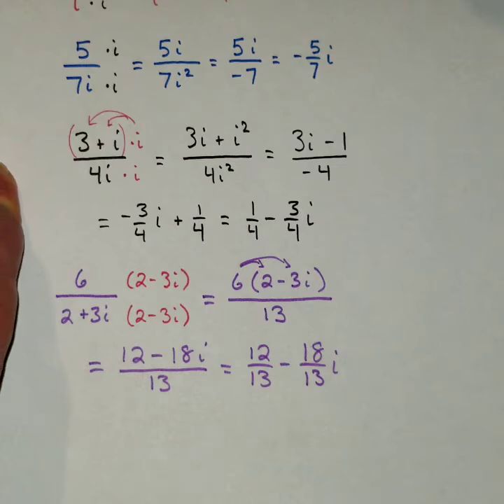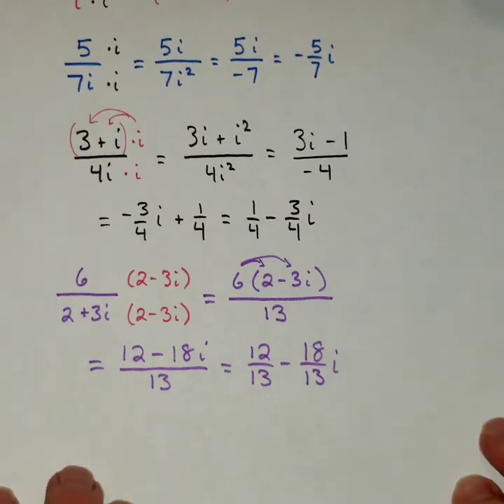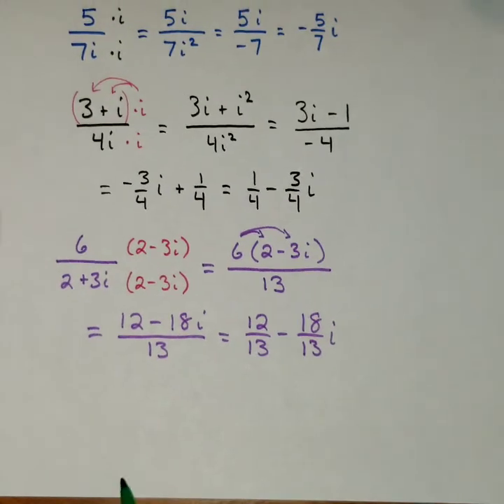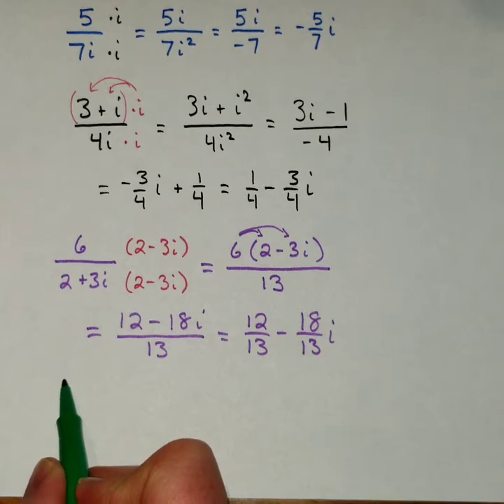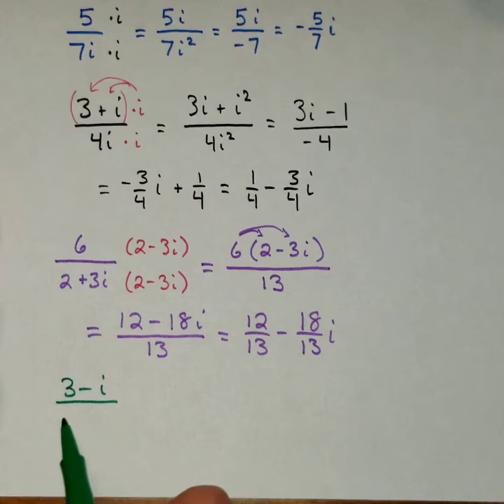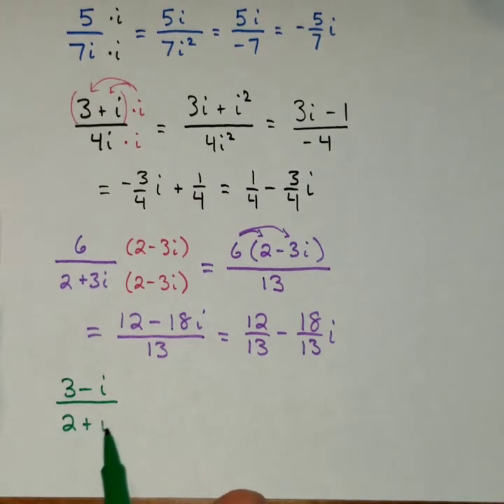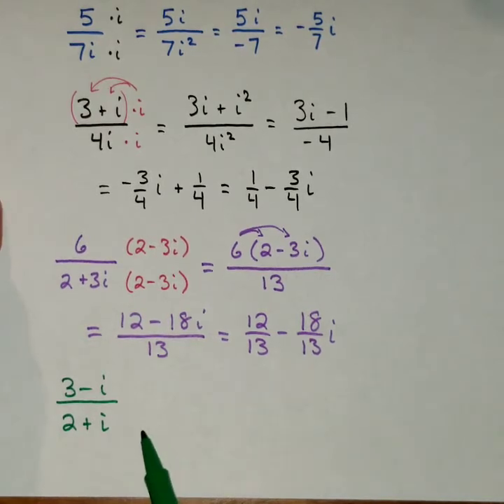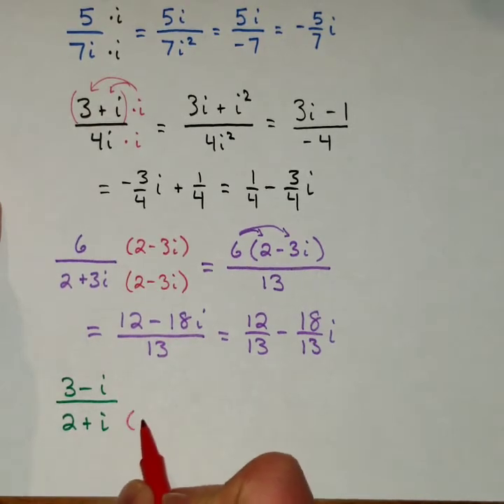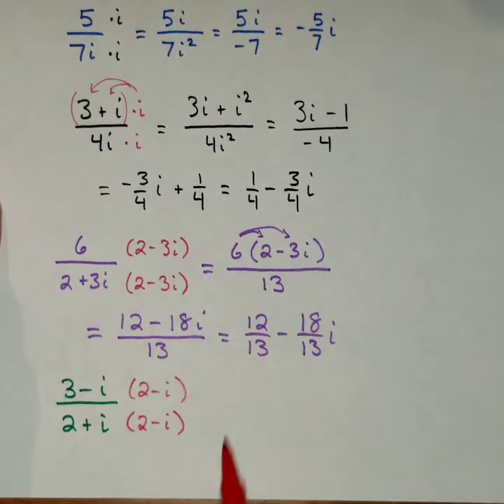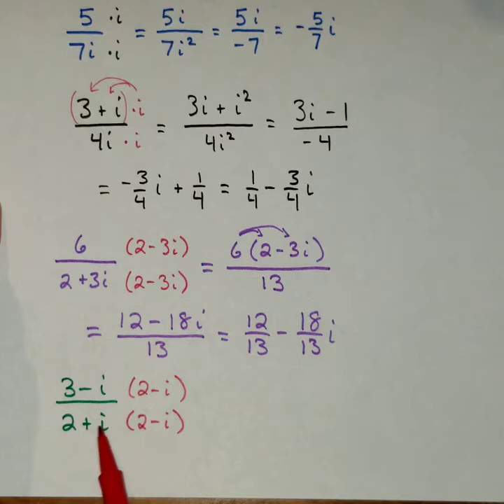All right, let's try maybe one more of these. We'll make it a little bit more complicated. Let's go with 3 minus i over 2 plus i. Okay, 3 minus i over 2 plus i. So here, I want to multiply again by the conjugate of the bottom. So we'll have multiplied by 2 minus i to the bottom and 2 minus i to the top. Again, it must be the conjugate, so you have to change that sign.